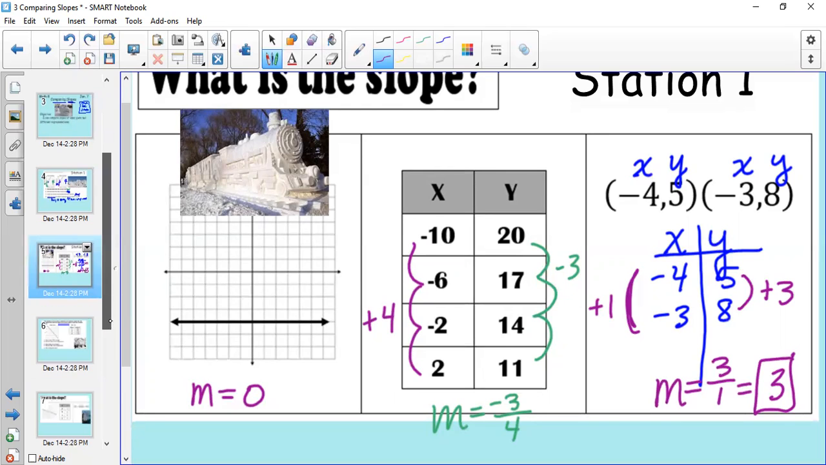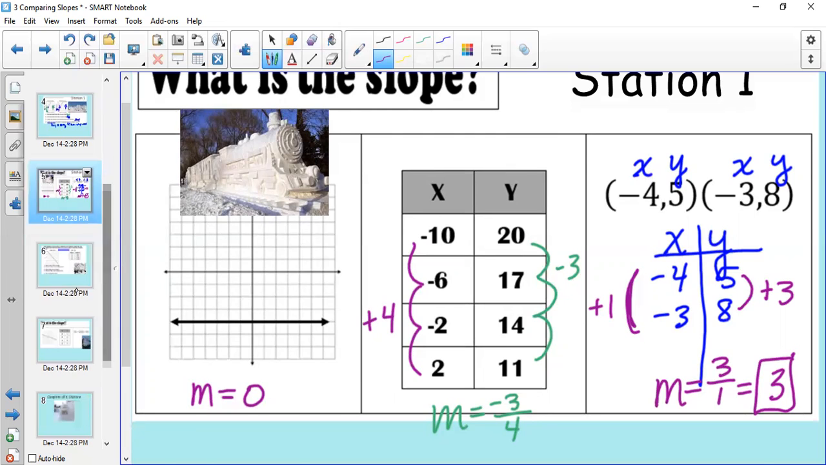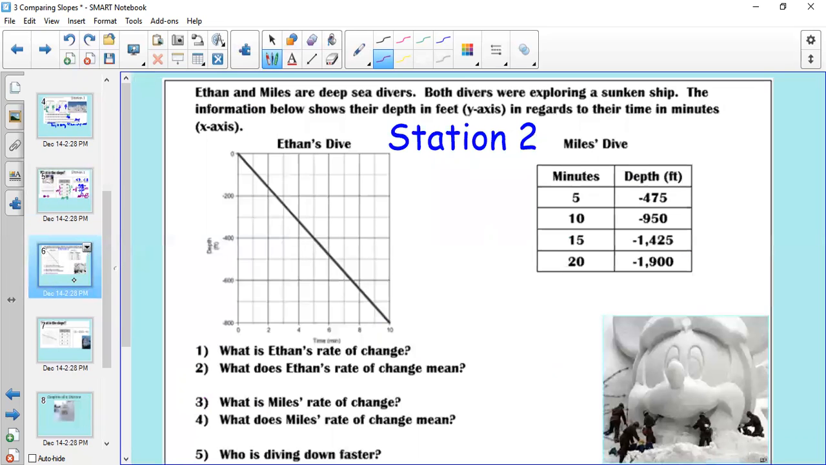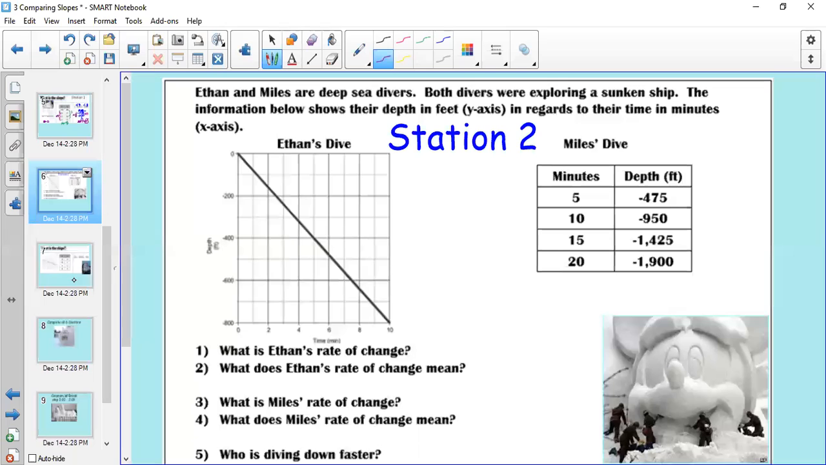Let's do station 2 together. Okay, so station 2 here, this time we have a graph and a table and we're comparing the two. So Ethan and Miles are both deep sea divers. Both divers were exploring a sunken ship. The information below shows their depth in feet, which is the y-axis, in regards to their time in minutes.